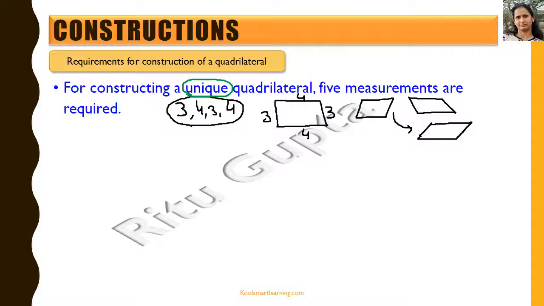So to be able to make a unique quadrilateral, we need 5 dimensions. Now if 3, 4, 3, 4 is given to me and a diagonal is given, maybe I'm told that this diagonal is 5, I will not be able to change the shape, because this will restrict this angle to 90 degrees and make it a rectangle. So another dimension needs to be given. So we need 5 measurements for a unique quadrilateral to be constructed.